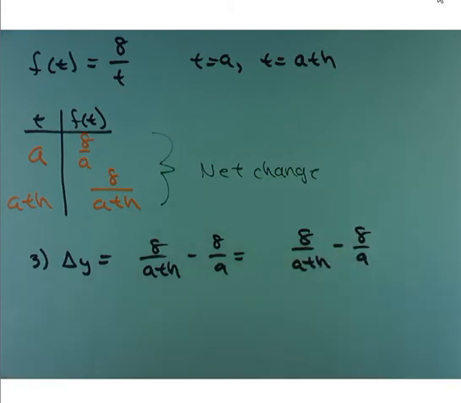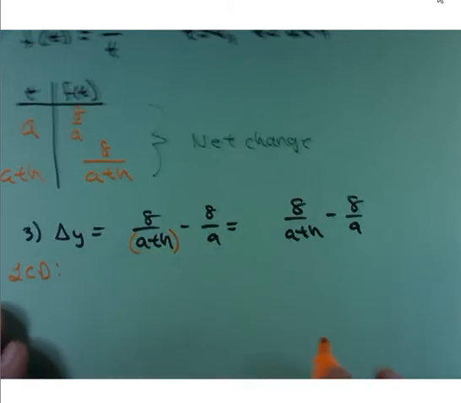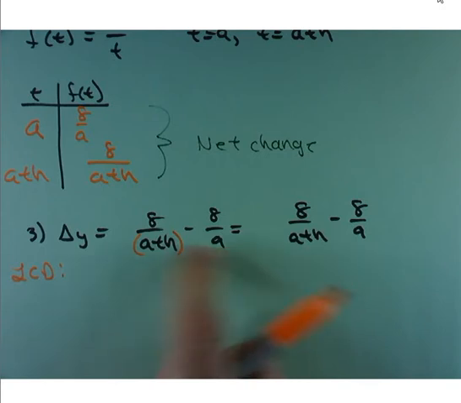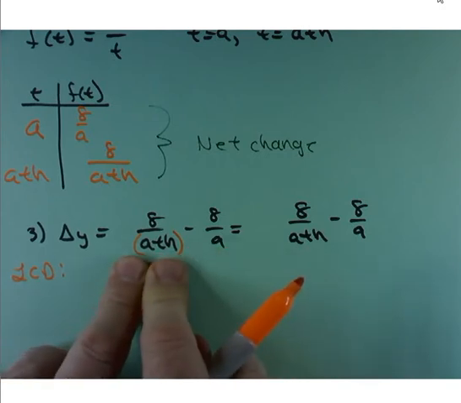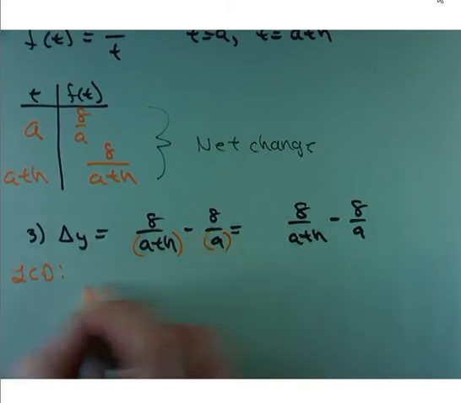What's the lowest common denominator for something like this? What's that LCD? Can you just do plus h to the a, or can you not do that? Can't do that. This whole thing you've got to regard as one term. It's a plus h. So we need an a and an a plus h. Both of those have to be part of our LCD.